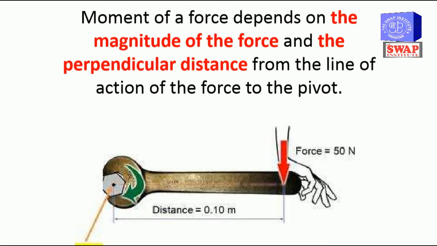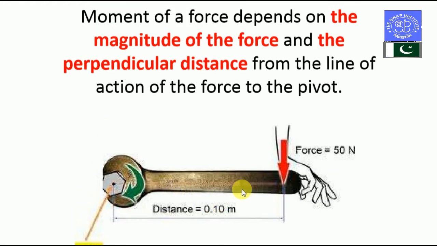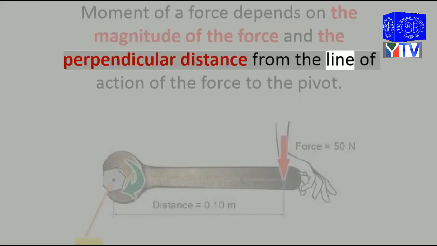This is another figure in which we can see that this one is the pivot, the center. Center is the pivot point. Okay. And as we increase the distance from the pivot point, less force is required to open or close this nut. That is why we use a spanner or any helping material which has a longer moment arm, which is very helpful to consume less force. Moment of a force depends on the magnitude of the force and the perpendicular distance from the line of action of the force to the pivot.